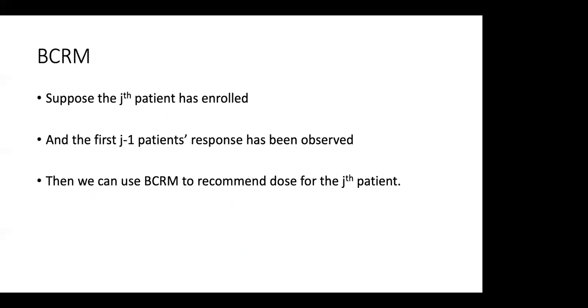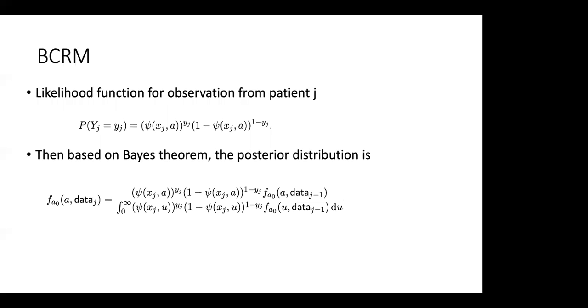So now I'm going to start talking about how we implement BCRM to find the MTD. Suppose the j-th patient has enrolled. Now we want to decide which dose level we should give to the j-th patient. We're going to make our decision based on all the previous patients' responses. So we can use BCRM to recommend a dose for the j-th patient, using all the previously observed patients' responses. Okay. How do we do that?